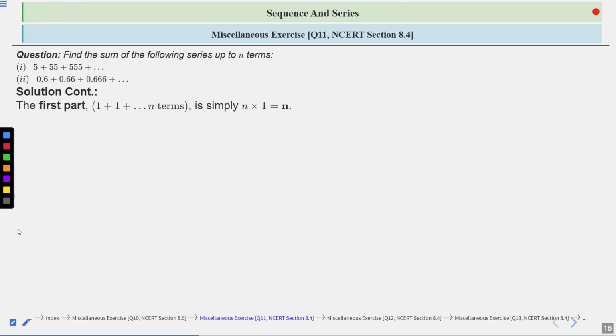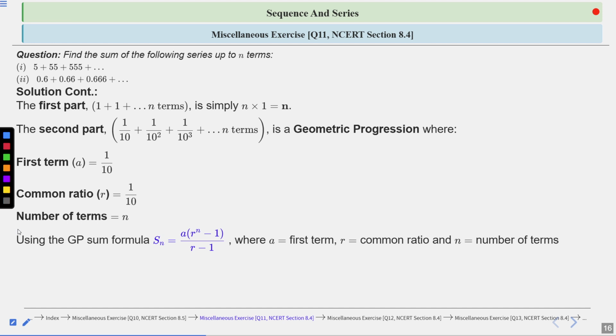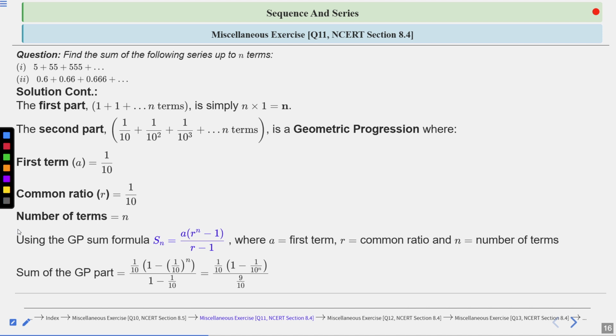The first part, 1 plus 1 plus 1 up to n terms, is simply n into 1, which will be equal to n, right? The second part, 1 upon 10 plus 1 upon 10 square plus 1 upon 10 cube up to n terms, is a geometric progression where first term a is equal to 1 by 10, common ratio r is equal to 1 by 10, and number of terms is equal to n, right? Using the GP sum formula, Sn will be equal to a times (r to the power n minus 1) upon (r minus 1), where a is the first term, r is the common ratio, and n is the number of terms, right? The sum of the GP part will be equal to 1 by 10 into (1 minus 1 by 10 to the power n) upon (1 minus 1 by 10), and it will be equal to 1 by 10 into (1 minus 1 by 10 to the power n) upon 9 by 10, right?